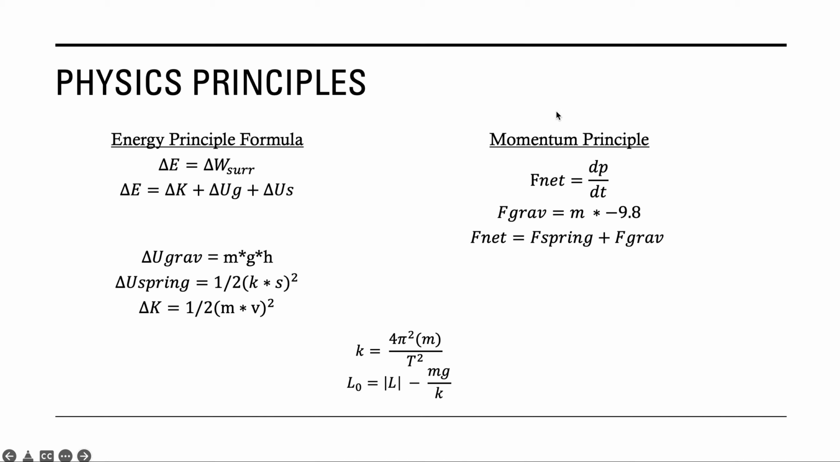And the momentum principle, which we used for our past couple of labs, is net force equals change in momentum over change in time. And force gravity and net force are listed right below. Net force, our formula we're going to be using is the spring force plus gravitational force, because those are the only two affecting the object. And these two equations on the bottom for the relaxed length of the spring and K are going to be used for the spring formula, which we implement our own values into.